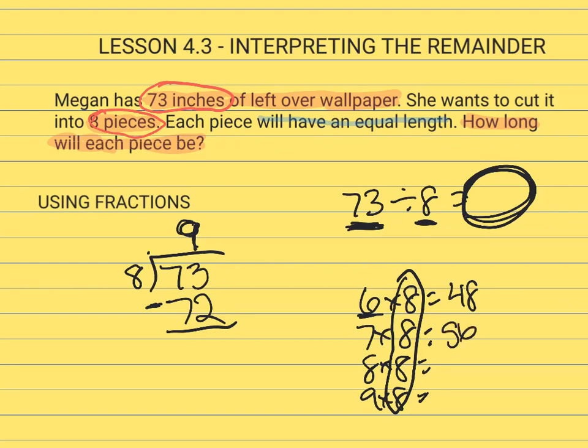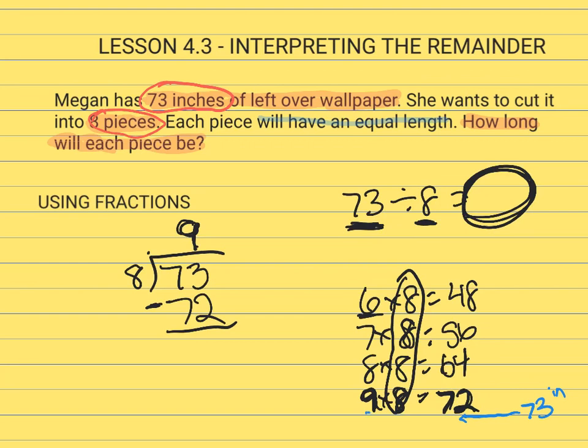Same thing. If I had 56 inches of leftover wallpaper and I cut it 8 times, each piece would be 7 inches. 8 times 8 is 64, and then 9 times 8 is 72. Now we already know if I went 10 times 8, it would be too large. But this is where the difference comes in. I don't have 72 inches. If I did, everything would be great. 72 inches of wallpaper divided by 8, and each piece would be 9 inches. But I don't have 72. I have 73 inches.